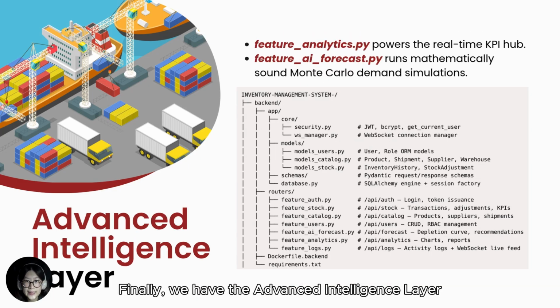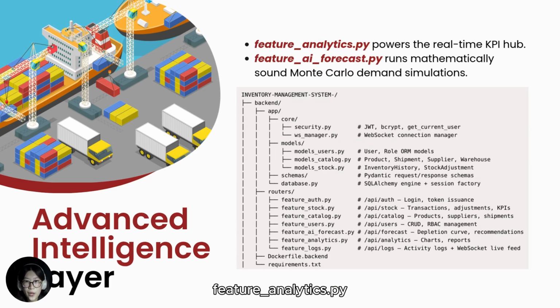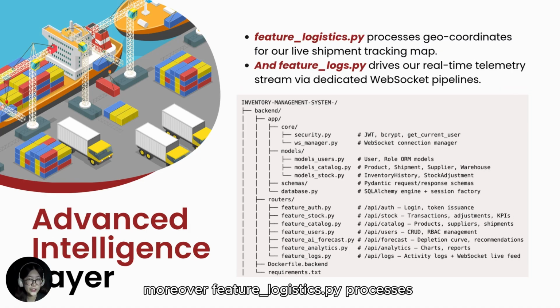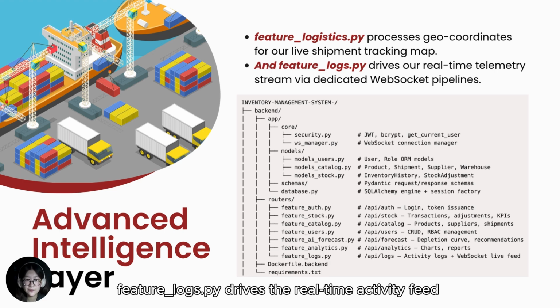Finally, we have the advanced intelligence layer. The analytics feature powers the real-time KPI dashboard. The AI forecasts feature runs smart simulations to predict product demand. Moreover, the logistics feature processes GPS coordinates for our live tracking map. Last but not least, the logs feature drives the real-time activity feeds using WebSockets. This structure is exactly what allowed AgileStock to scale efficiently.